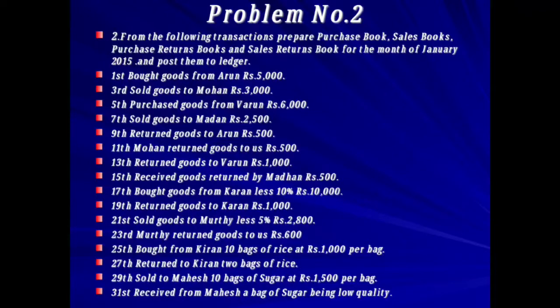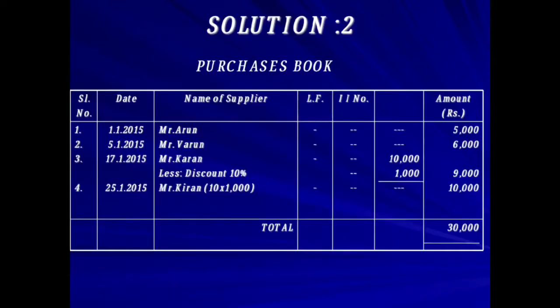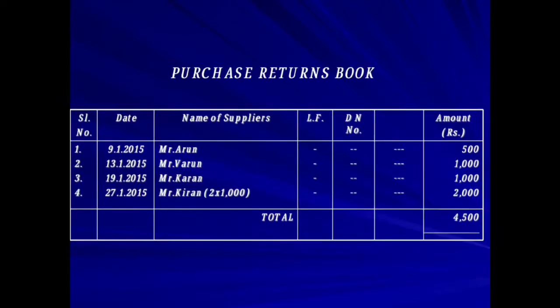Okay. So what you have to do there? 2 bags into 1,000. In the previous statement they have given, right? Bought from Kiran 10 bags of rice at rupees 1,000 per bag, right? So 1,000 per bag, as we are having only 2 bags we have returned. So we will see the entry where we have to record it in the purchase return book.